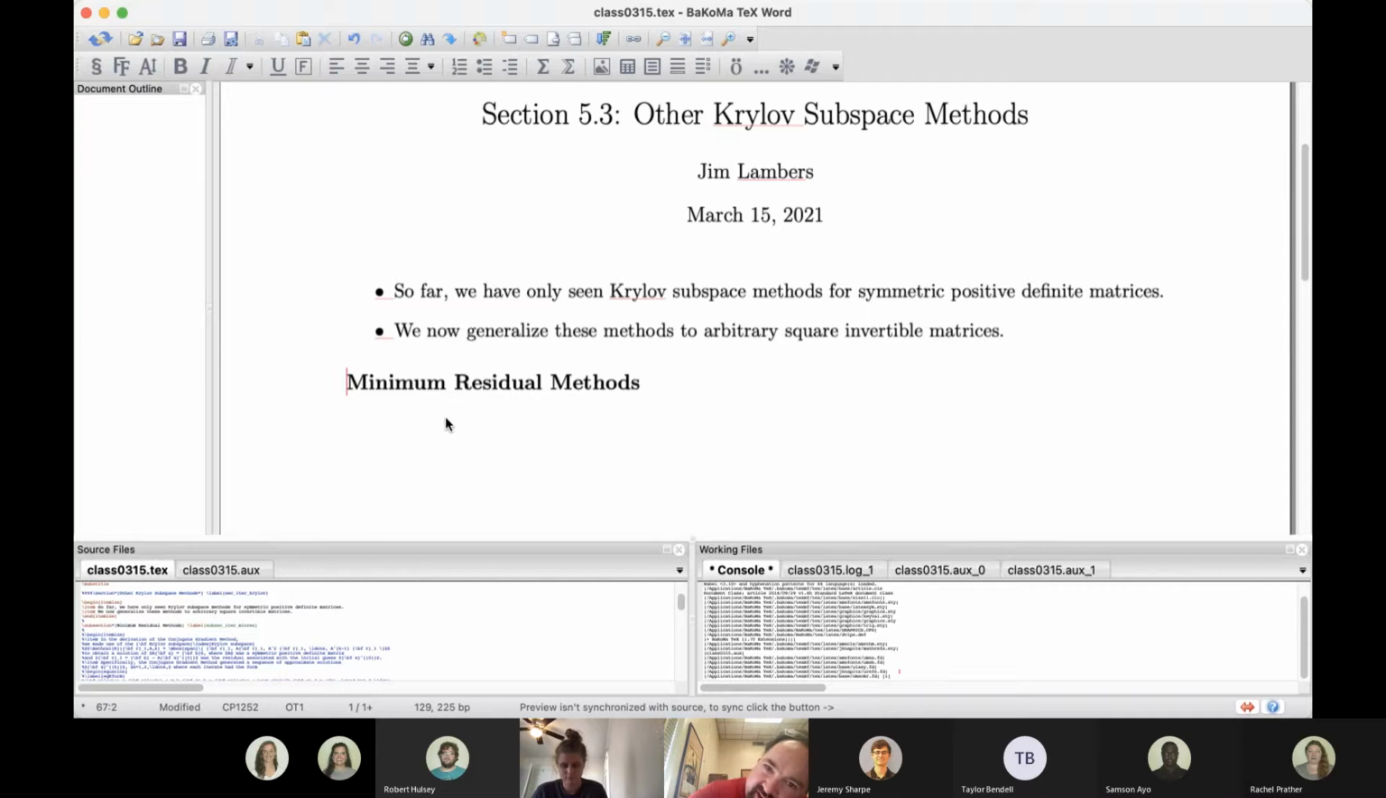Okay, so the way we can proceed is build a method whose goal is to try to make the residual, so b minus Ax, as small as possible, subject to some other conditions. And this would be a way to extend conjugate gradient to other kinds of matrices.